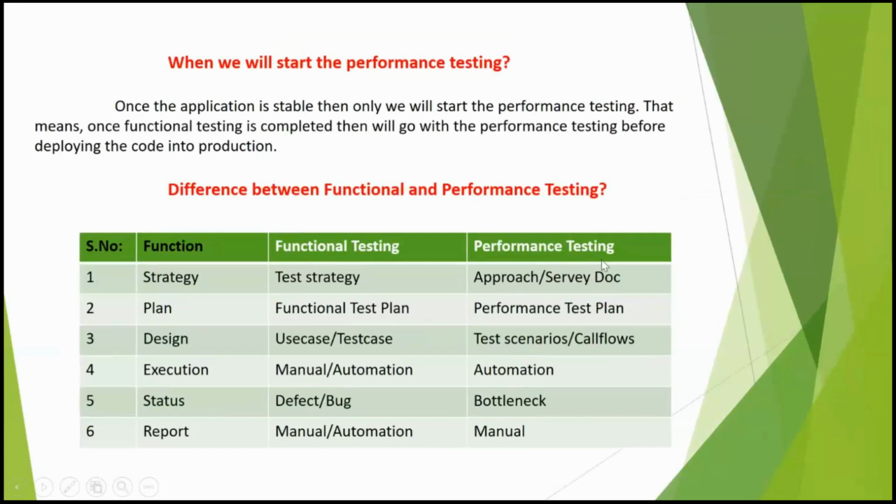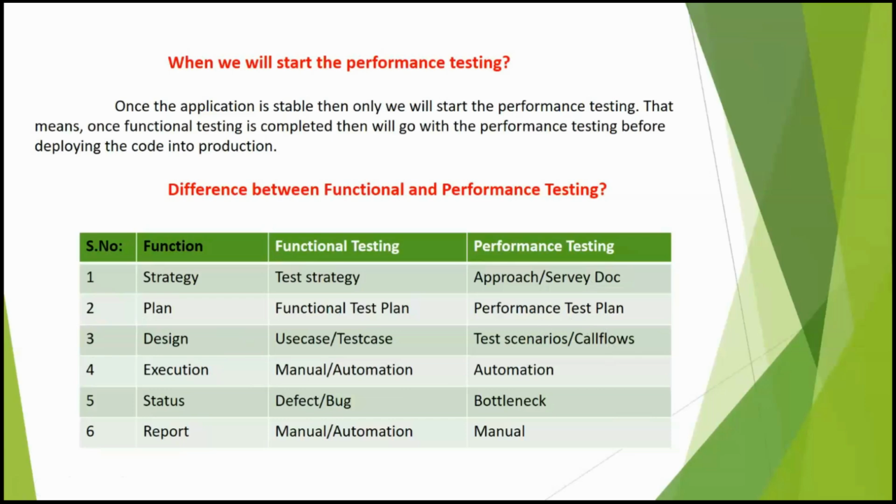The next one is when we will start performance testing. Once the application is stable, only then will we start performance testing. That means once functional testing is completed, we will go with performance testing before deploying the code into production. The next concept is the difference between functional and performance testing. In functional and performance testing, we have different functions.